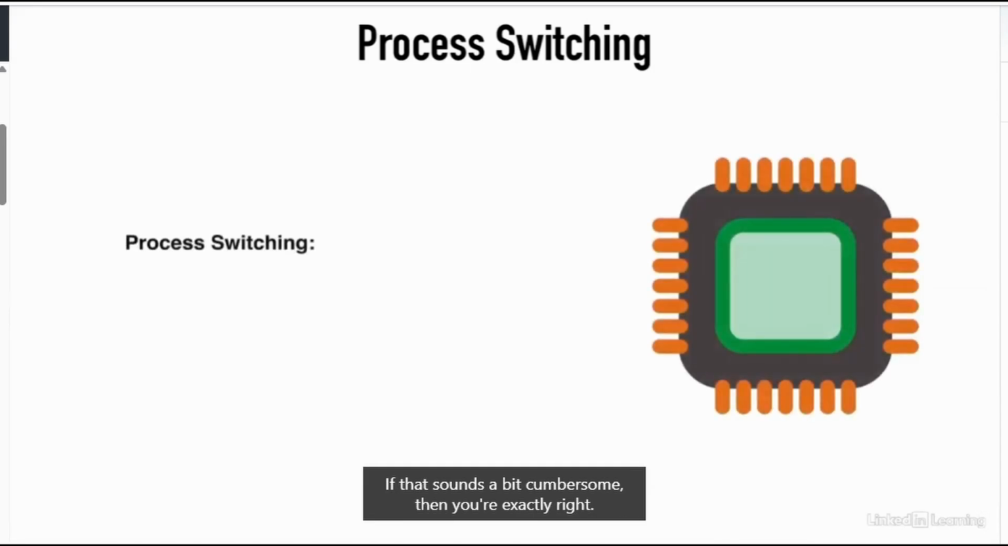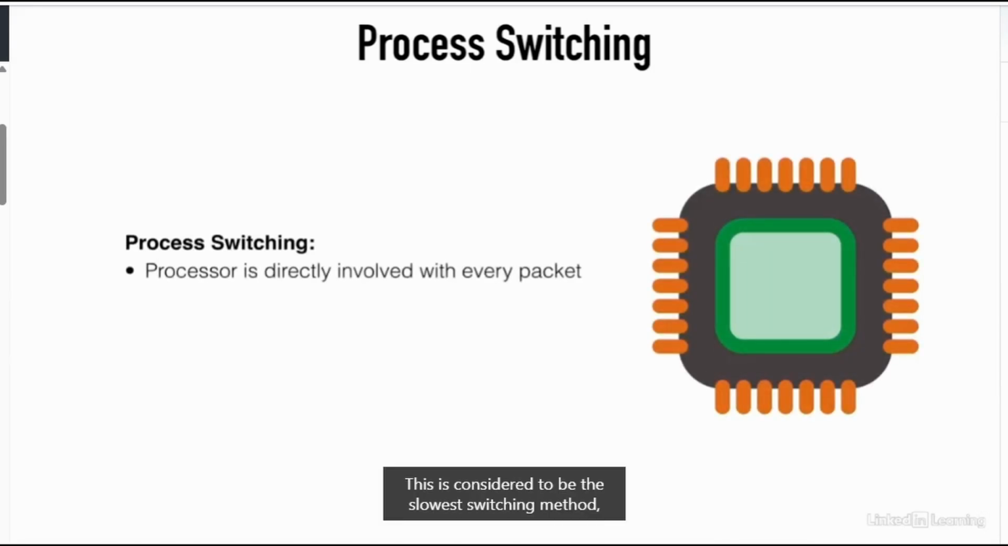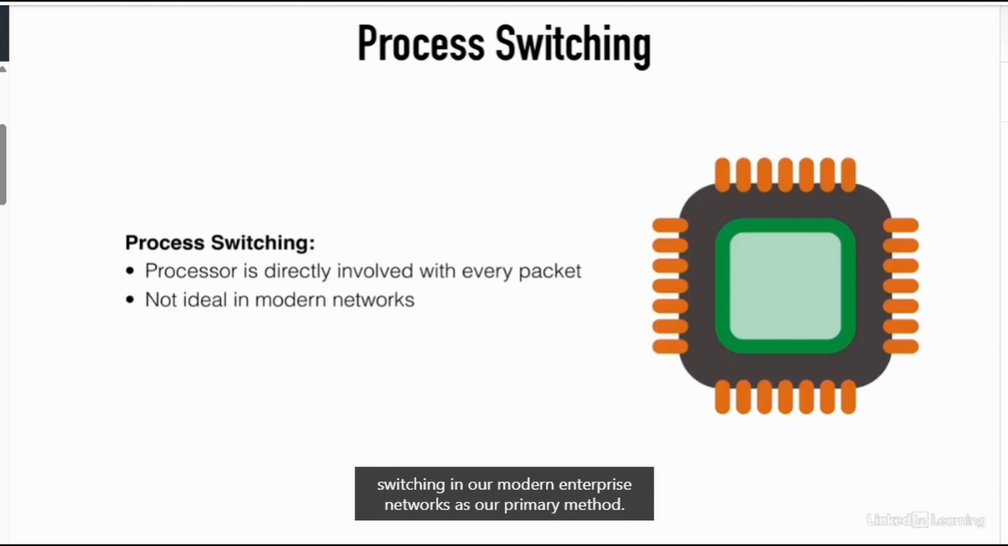If that sounds a bit cumbersome, then you're exactly right, it is. This is considered to be the slowest switching method because it requires the processor to be directly involved with every single packet traversing the switch. It also adds some delay to each packet through this whole process and through the header rewriting that happens for each packet. So for the most part, it's not ideal to use process switching in our modern enterprise networks as our primary method.